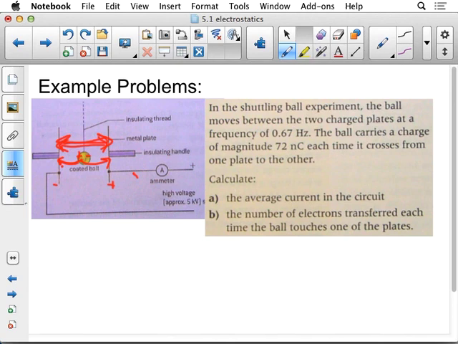So the question is that basically, if this thing is bouncing back and forth at about 0.67 hertz, that means it does it almost 2 times a second, right? The frequency of this motion is a little bit less than twice a second. The ball carries a magnitude of charge of 72 nanocoulombs each time that happens.